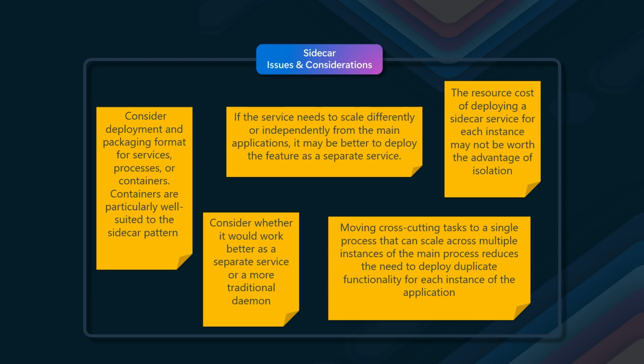Latency. Communication between the parent application and a sidecar service includes some overhead, notably latency in the calls. This may not be an acceptable trade-off for chatty interfaces. Application size and resource cost. For small applications, the resource cost of deploying the sidecar service for each instance may not be worth the advantage of isolation. Scaling. If a service needs to scale differently or independently from the main application, it may be better to deploy the feature as a separate service.